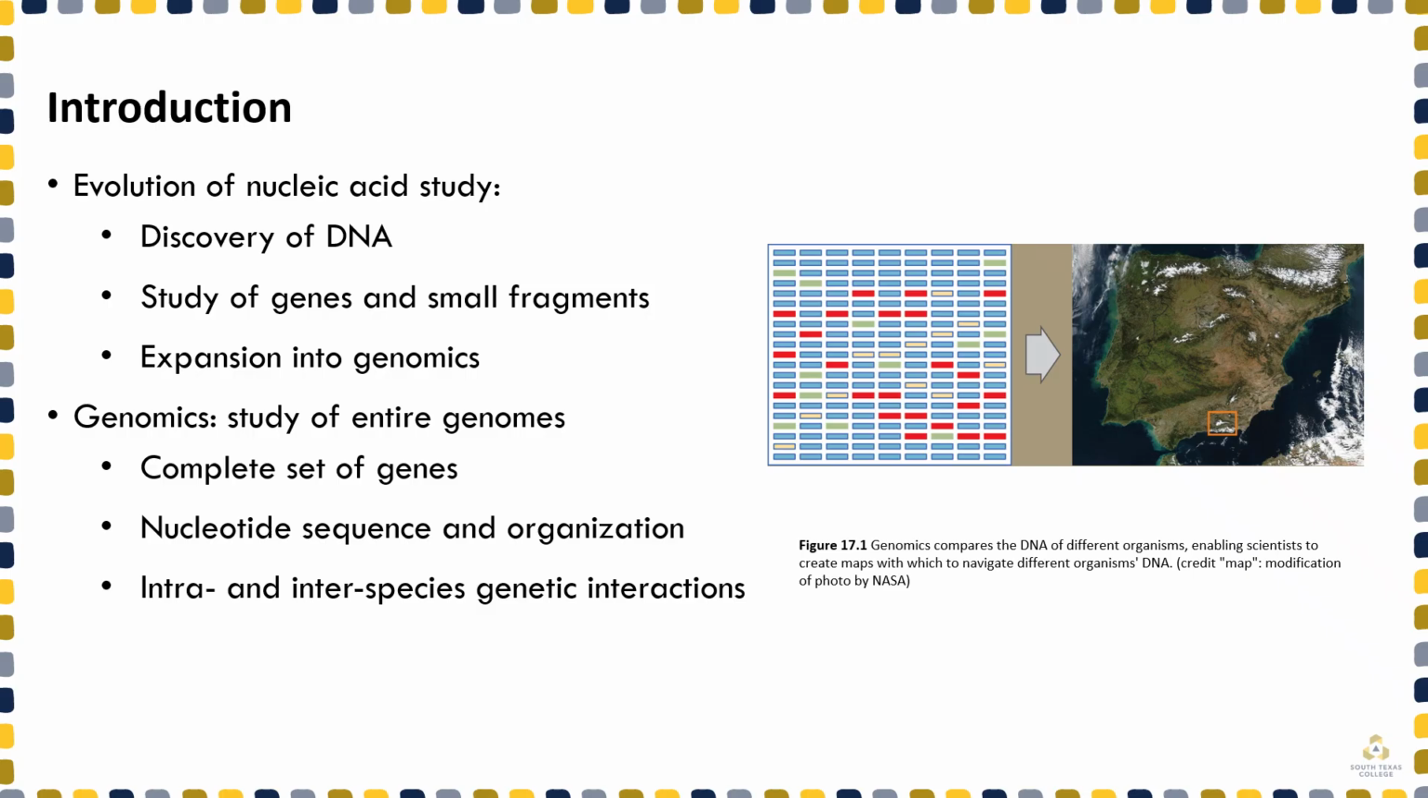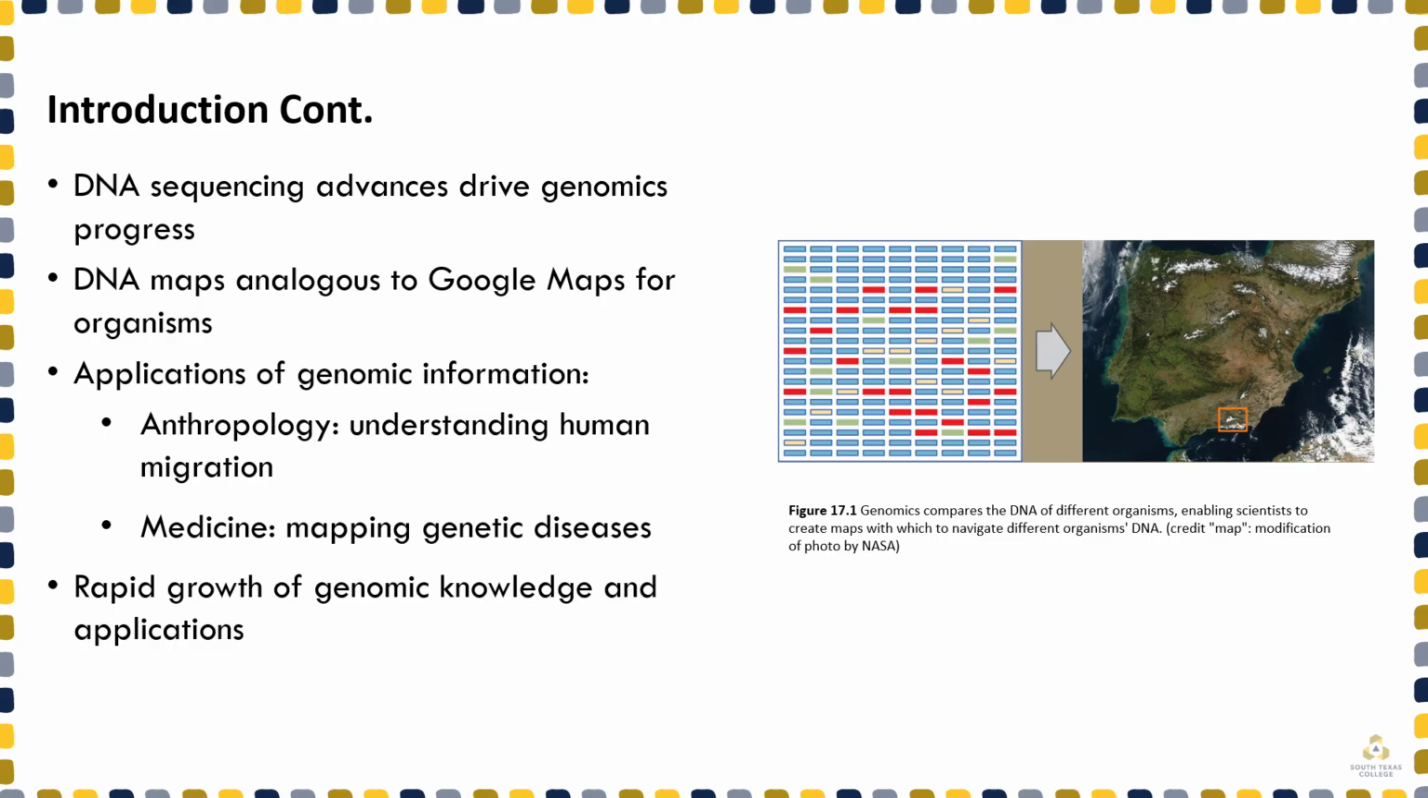DNA sequencing technology has contributed to the advances in genomics, just as information technology has led to Google Maps, which enables people to obtain detailed information about locations around the globe. Researchers use genomic information to create similar DNA maps of different organisms. These findings have helped anthropologists to better understand human migration and have aided the medical field through mapping human genetic diseases. Genomic information can contribute to scientific understanding in various ways, and knowledge in the field is growing quickly.